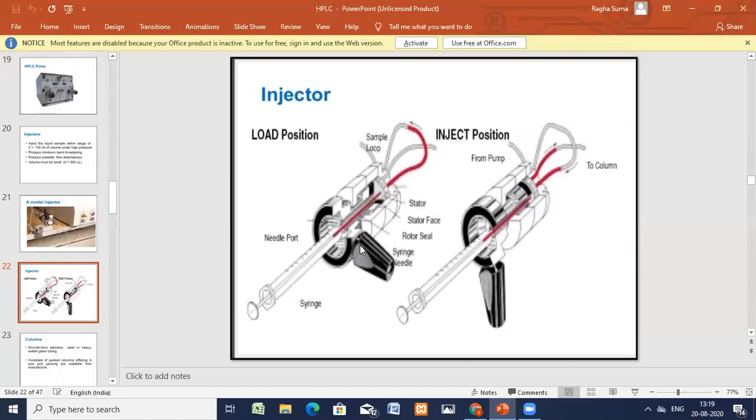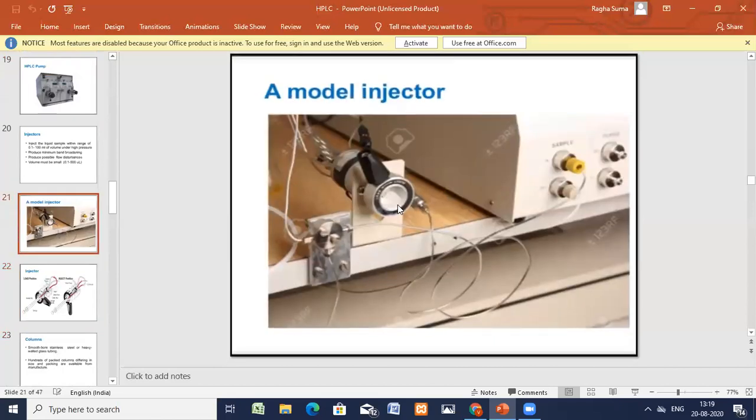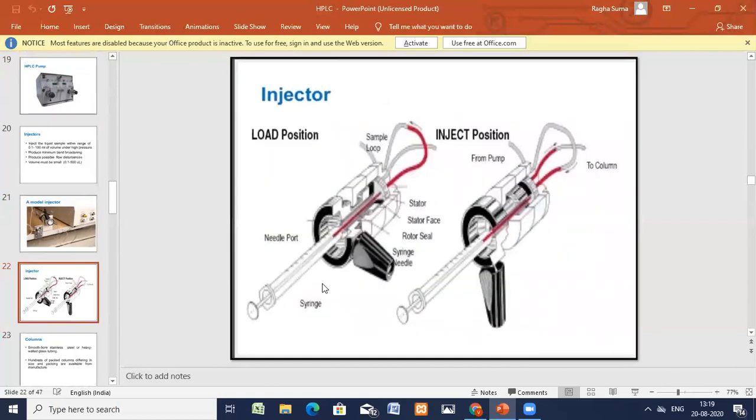Here you can see the point where you put the injector in the machine, the model injector. Here you place it. Here is the syringe type. This is the needle port, the sample loop, and it is connected to the column. This is the syringe, the needle port, the loading portion, and the sample loop.